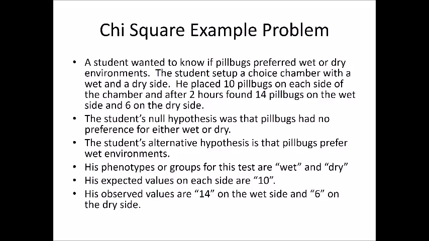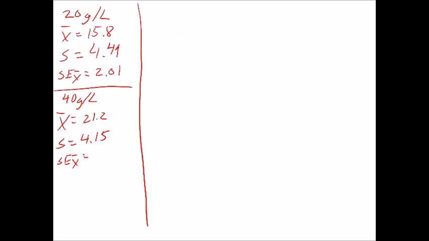His expected values on each side are 10. That's what he would expect if there was no difference. But his observed values are 14 and 6. So since we're counting things here, this would be a good time to do a chi-square analysis.